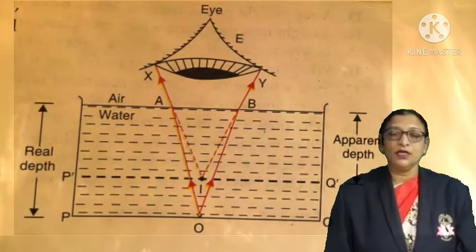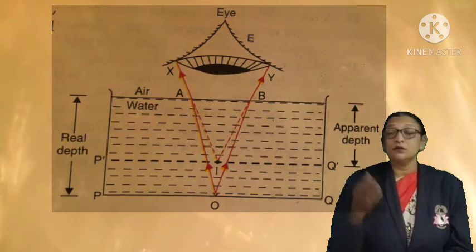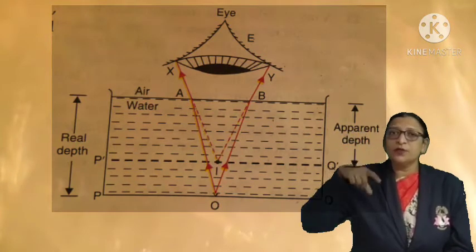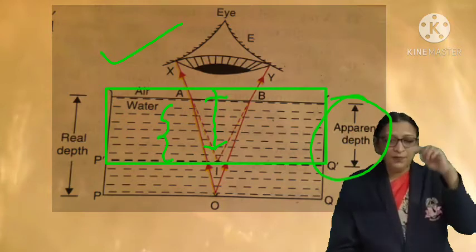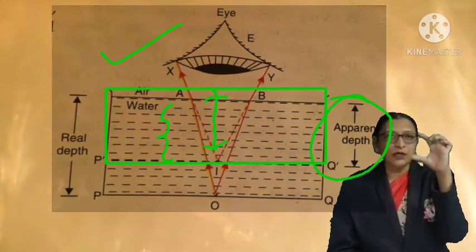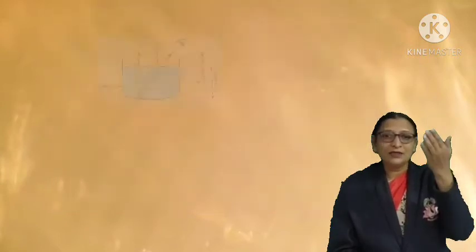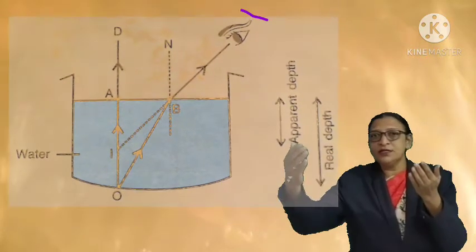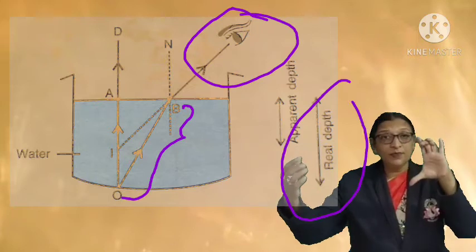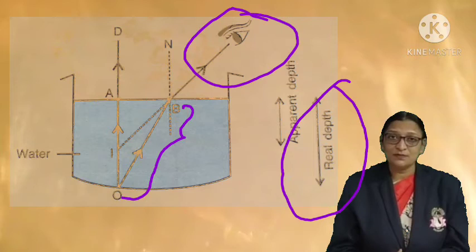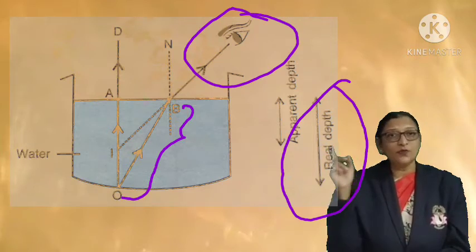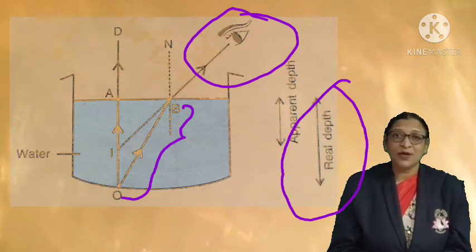The first effect: if you look at the level of water in a particular vessel from the top, you will see that the depth of water appears less. And if you see it from a little farther, you will see that the depth appears more. Why does this happen? Let us observe a practical demonstration.